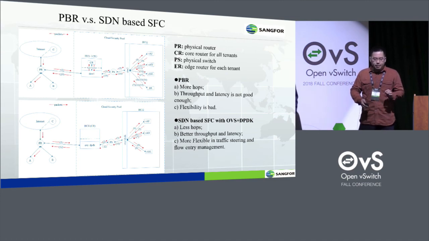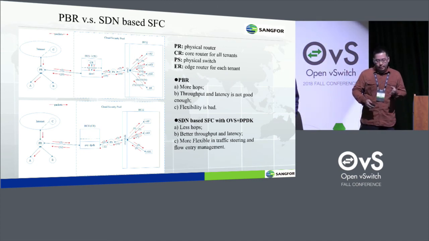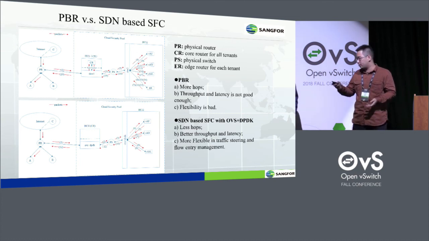In contrast, the advantages of the SDN-based service function chaining with OVS DPDK are also obvious. It needs fewer hops, its performance is better, and it is more flexible in traffic steering and flow entry management.